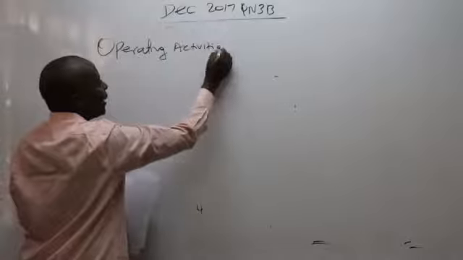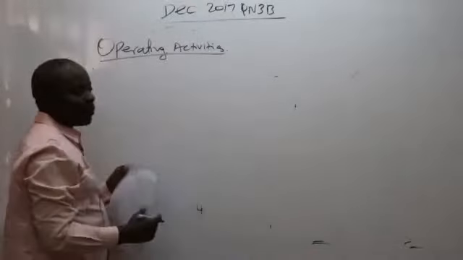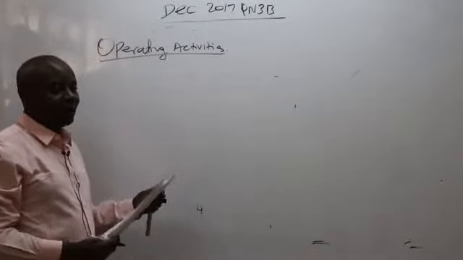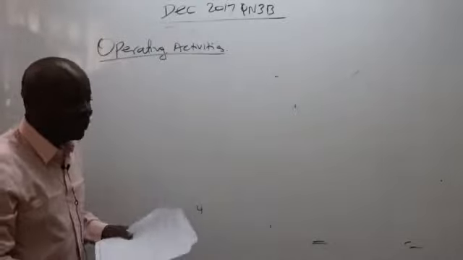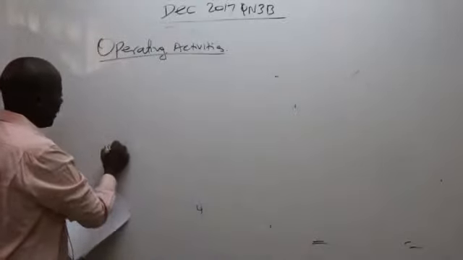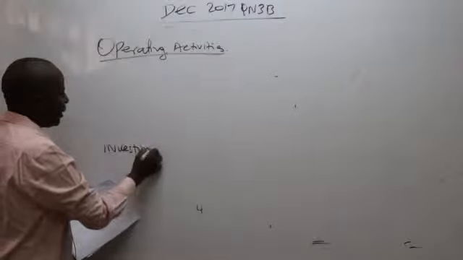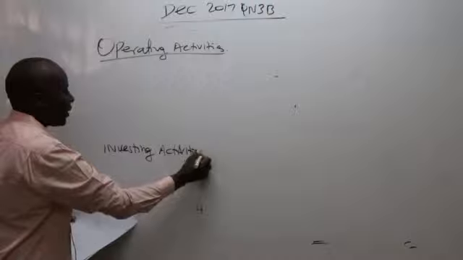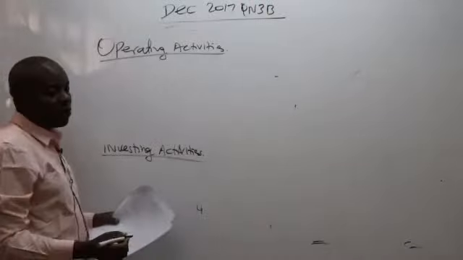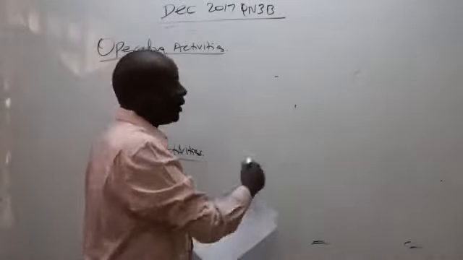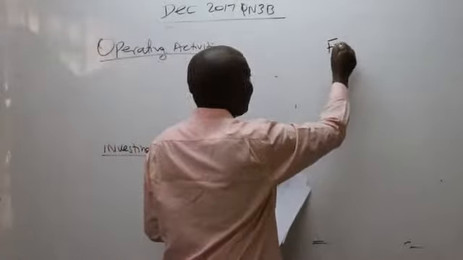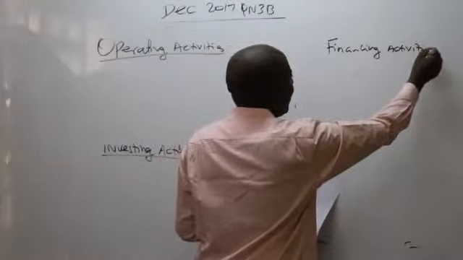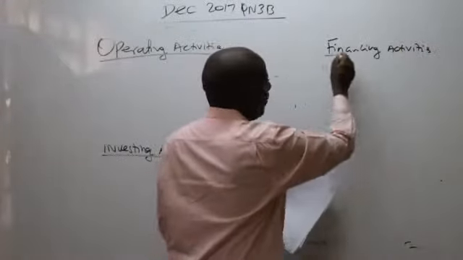Which other activities do we have in our group cash flow statement? So we have investing activities, which I'll provide here. And then lastly, I have the financing activities, which I'll come and underline.